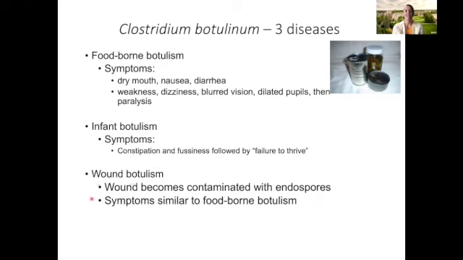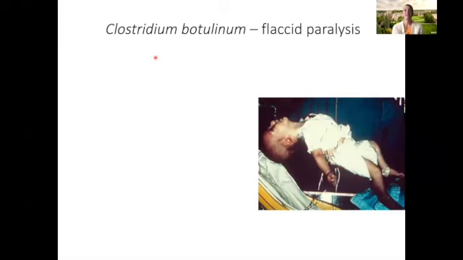In this case, however, the symptoms become similar to foodborne botulism. It's just not ingested, it's delivered into the body in a different way. Now, botulism is essentially the opposite of tetanus. In botulism, our patient is going to suffer from what's called flaccid paralysis rather than spastic paralysis. So spastic was a constant tightening of the muscles. Flaccid paralysis is inability to contract the muscles.